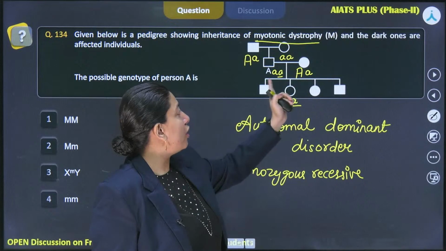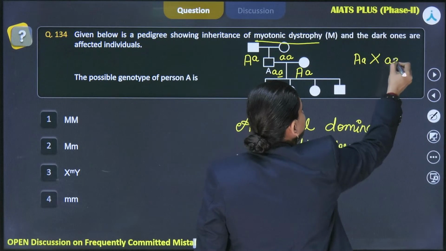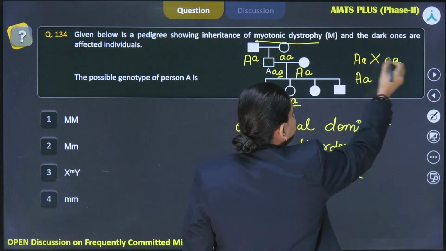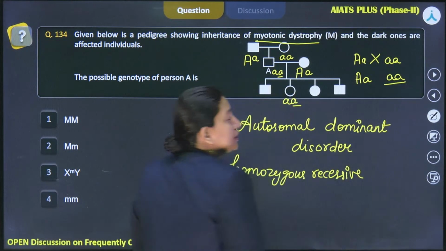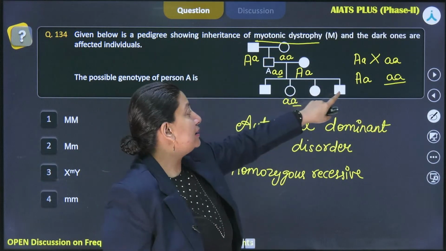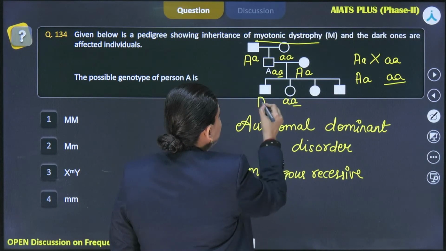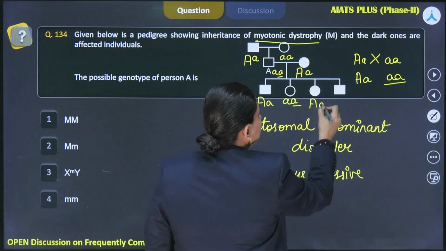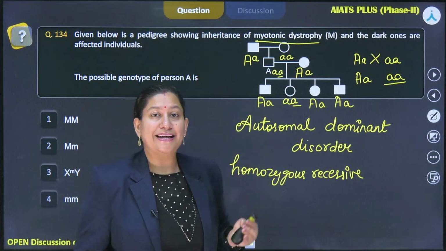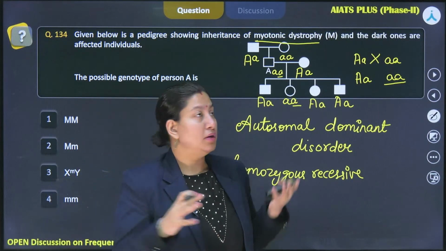Now if you perform this cross, capital A with small a, you can have two types of genotypes possible: one is capital A and another is small a. Small a will be the unaffected individuals, and the affected ones are going to exhibit the other genotype. So all of them in this generation would be heterozygous for the trait, right? This is how we could decipher the entire genotypes for the individuals depicted in this pedigree.